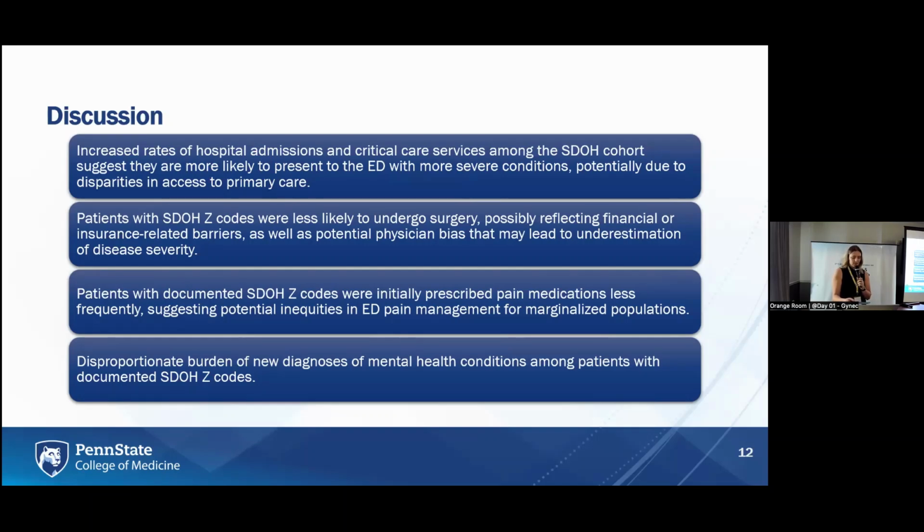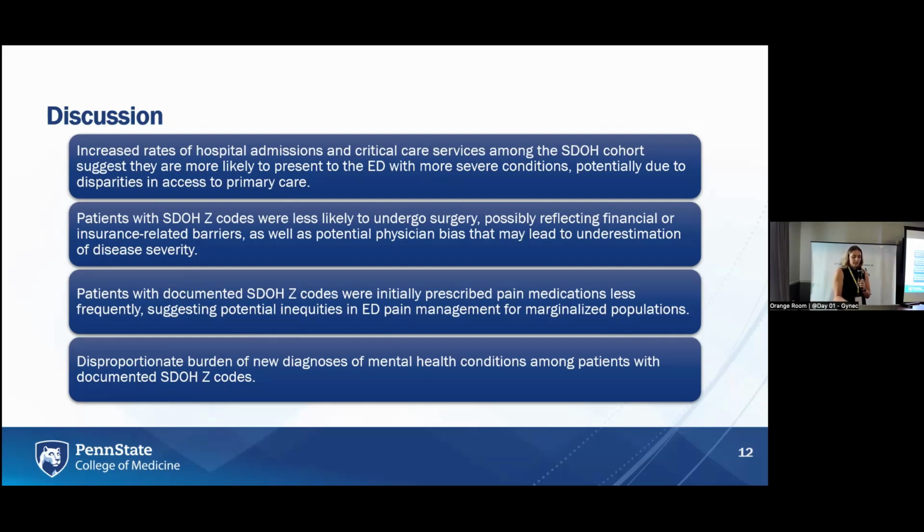This increased rate of hospital admission and critical care services among the SDOH cohort likely indicates that they're more likely to present to the ED with more severe pathology when compared to those without Z codes, possibly due to disparities related to lack of access to primary care. This lack of access to primary care services in the outpatient setting may also explain the increased prevalence of STI screening done within the ED in patients with documented Z codes. Moreover, our results showed that patients with Z codes were less likely to have an encounter for fertility testing following the ED visit, which further illustrates discrepancies in access to specialized care.